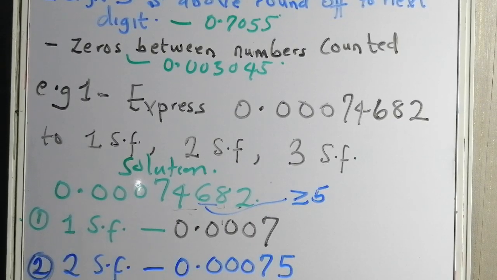Okay, and then you can also try the one for three significant figures. That one is also very simple. So for three significant figures, number 3, you have 3 S.F. That will be 0.000747. And you know why that one is 7. The next digit there is 8, and 8 is greater than or equal to 5.